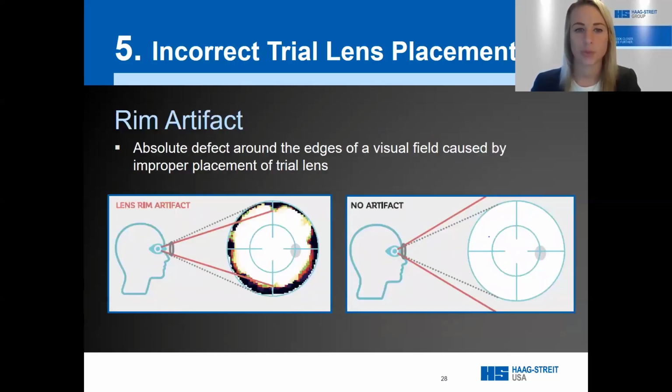So what is this rim artifact? Let me tell you. If the trial lens is not placed as close as possible to the patient's eye, the rim of the lens can block the patient's view. This can in turn affect the patient's results, causing an absolute defect around the edges. The rim artifact can be avoided by paying close attention when lining up the trial lens with each patient.